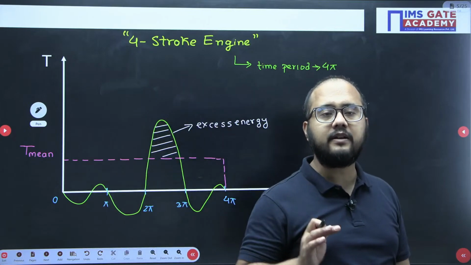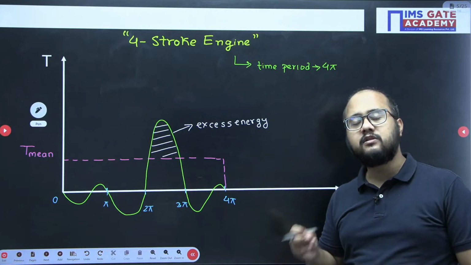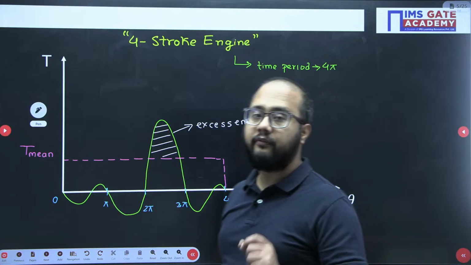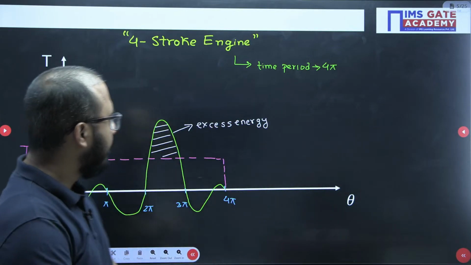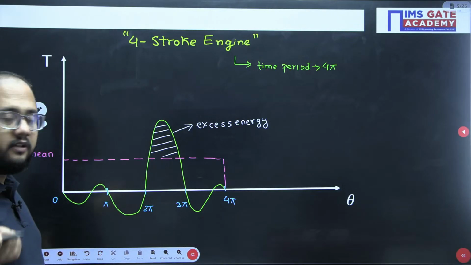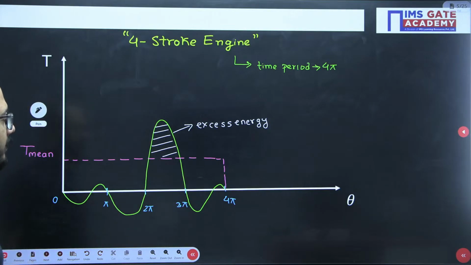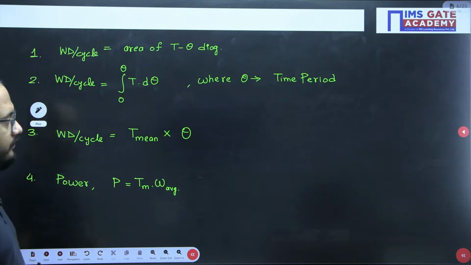That's why we always calculate work done per cycle: per cycle, how much work the engine is producing. That's why the per cycle calculation is very important. So time period is also clear, 4 pi. For a 2-stroke engine it will be 2 pi, because there only 1 revolution will happen. But in 4-stroke, 2 revolutions will be there. Okay, fine.